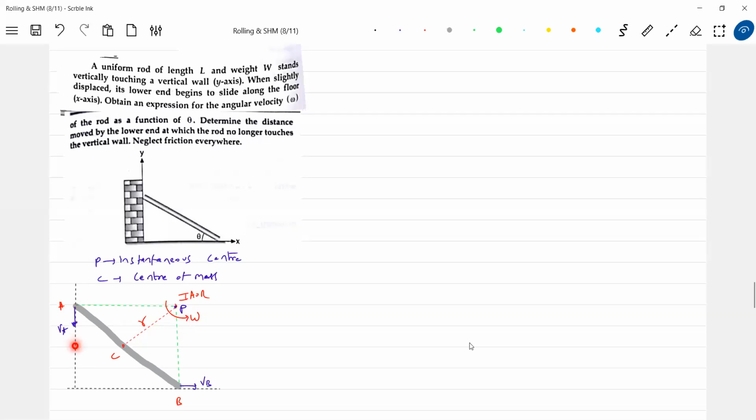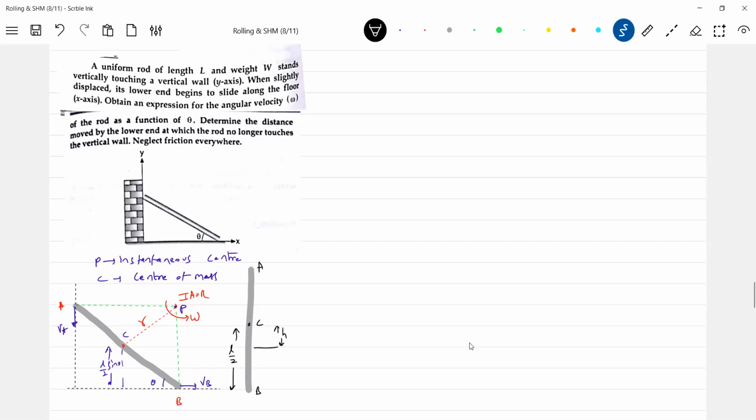Initially the rod was vertical, no? So the center of mass was at L by 2. Now let this rod make an angle theta. So what is the distance of this center of mass? It will be L by 2 sine theta. Earlier the rod was vertical. So for your convenience, you can have it like this. This was the end A, this was the end B. So the center of mass was somewhere here at a distance L by 2. How much has the center of mass descended? It has descended by h.